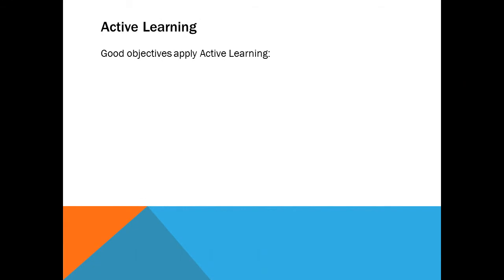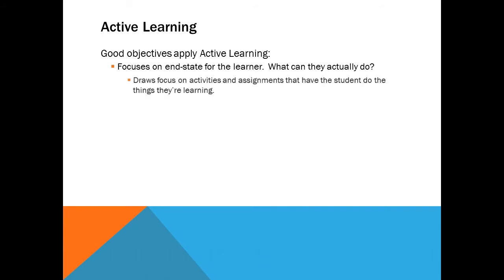As a general principle, good learning objectives apply the active learning paradigm. Active learning focuses on the end state for the learner. What can they actually do when they've learned something? So this draws your focus and the student's focus on building towards activities and assignments that have them doing the things as much as possible that you want them to learn.